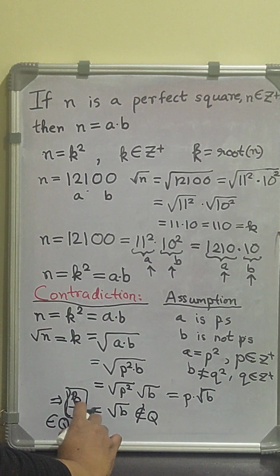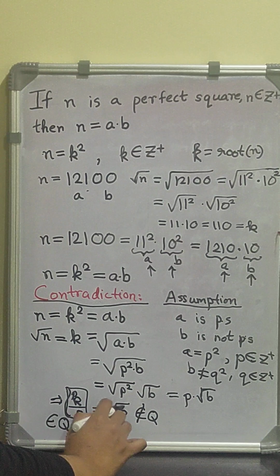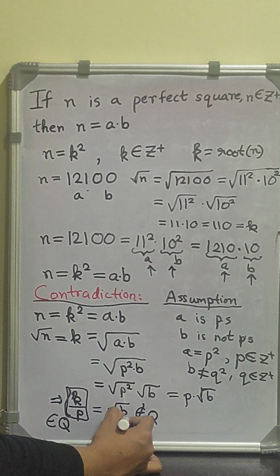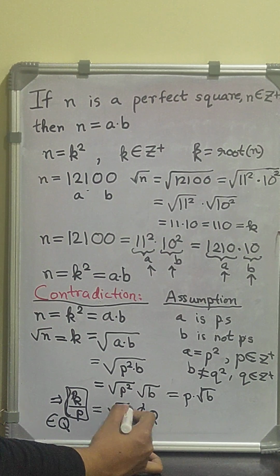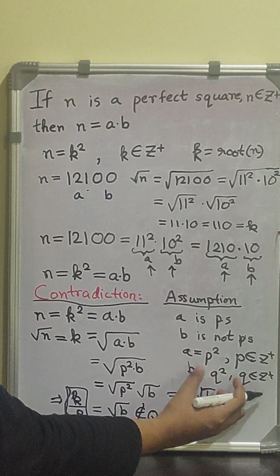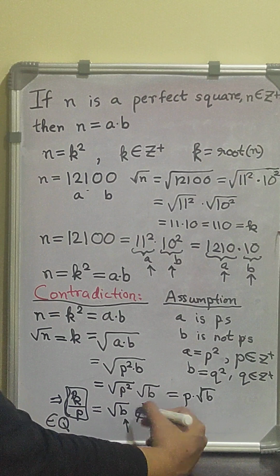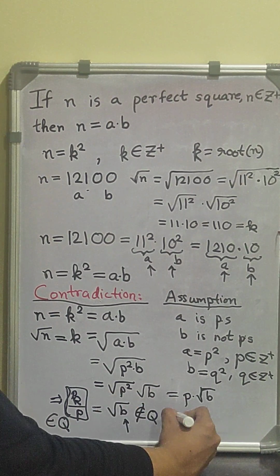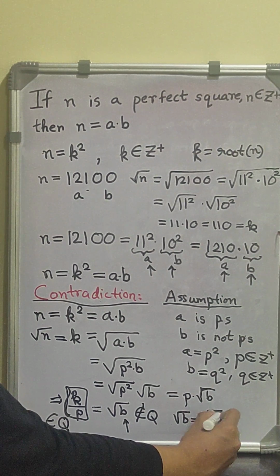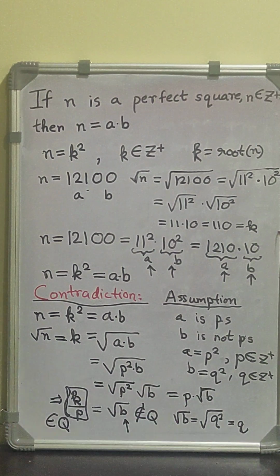So on one side of the equality you have something that's rational, and on the other side you have something that's irrational. That's not possible. So that means for root b to be rational, b has to be equal to something like q squared. So b has to be a perfect square too. So that you will get root b is equal to root under q squared is equal to q. And then you will have rationals on both sides.